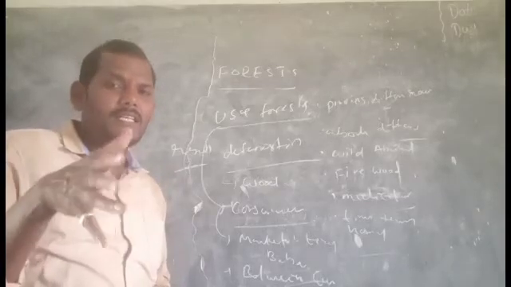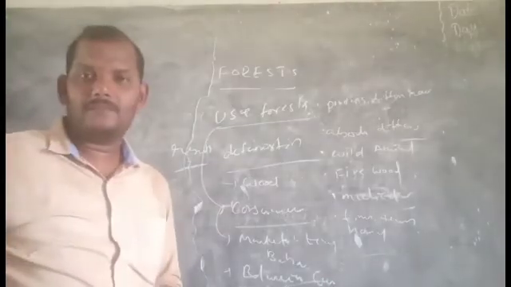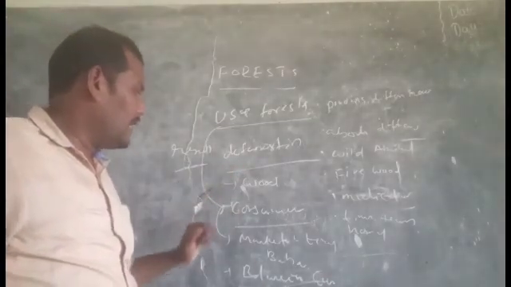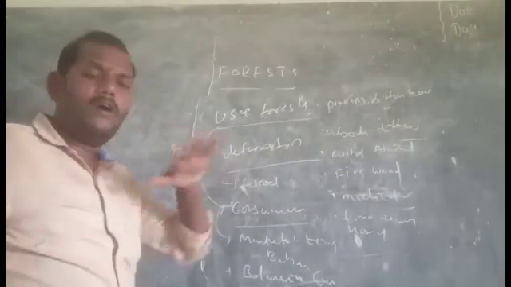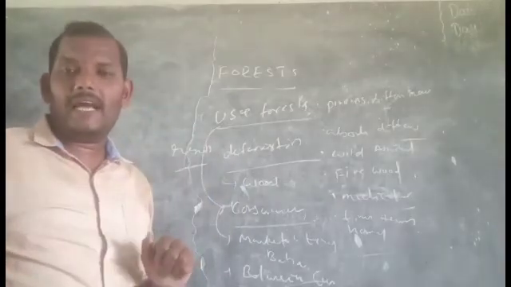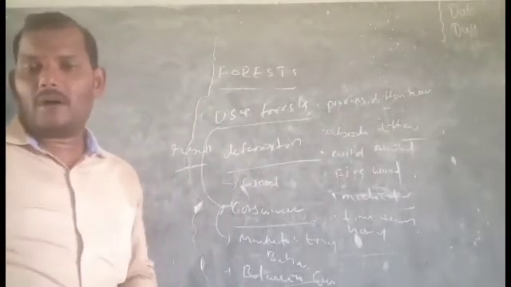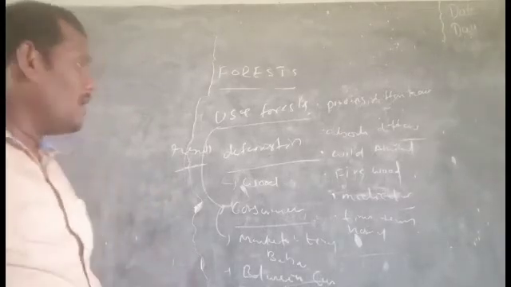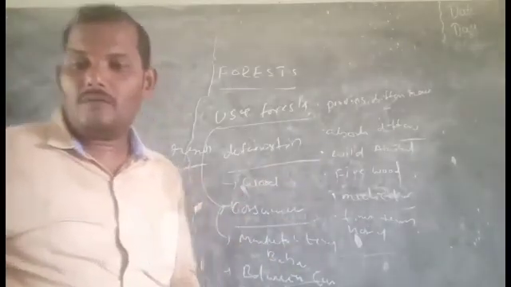These are the four uses of the forest. Are you understood? Consumption material and marketing material are available in the forest area, and it can balance the ecosystem, and it can help to study the forest and the nature of the forest and the people who are living in the forest area. These are all the different uses of forest.